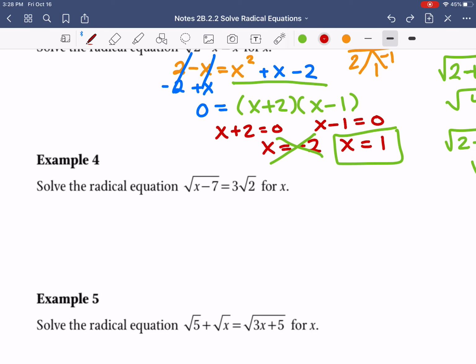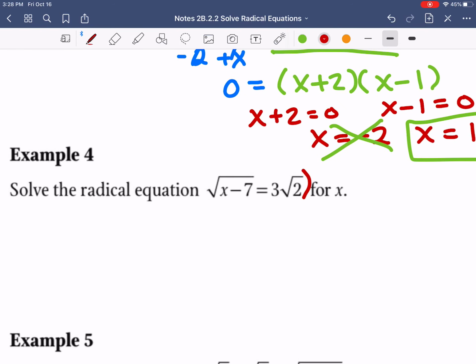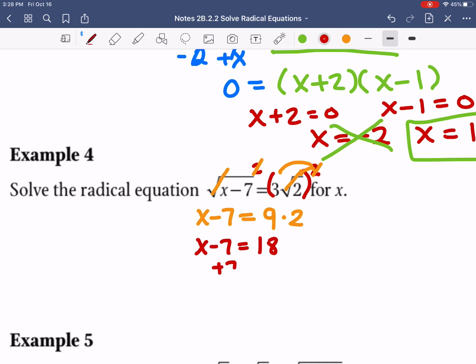So what we're going to do is just square both sides. I'm going to put this side in a parenthesis because I want to remember that when I square it, I have to distribute that square. So my square root and my square cancel, so I get x minus 7 equals. The 3 gets distributed, so 3 squared is 9, times the radical and the square will cancel, so that will just be a 2. Now I no longer have any radicals. I just have x minus 7 equals 18. And then I add 7 to both sides, and I get x equals 25.